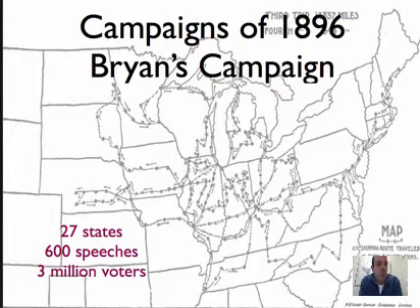William Jennings Bryan from South Dakota has very little support from the Eastern Democratic press. He knows he's not going to get the coverage he needs to win this election. So he goes on what's our first really modern national speaking campaign. He hits 27 different states. He gives over 600 speeches. He talks to approximately 3 million voters with the goal of educating and persuading those people to vote for him.